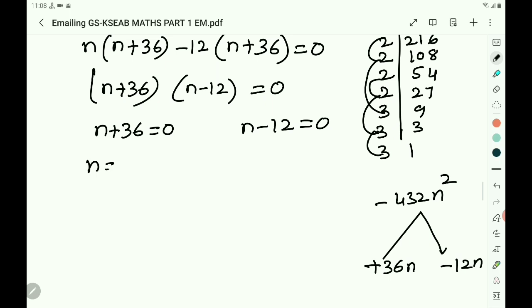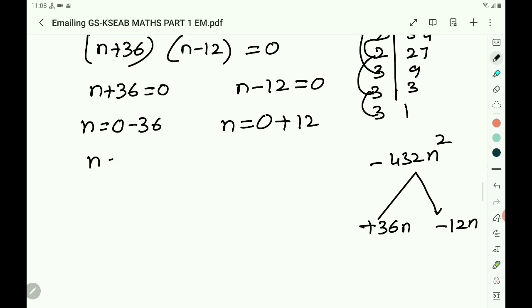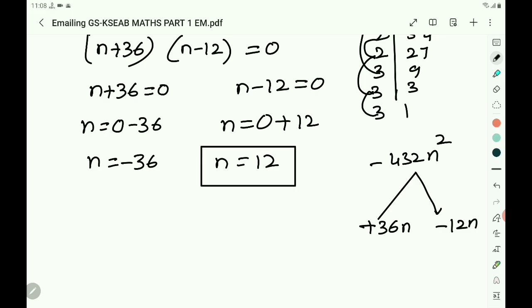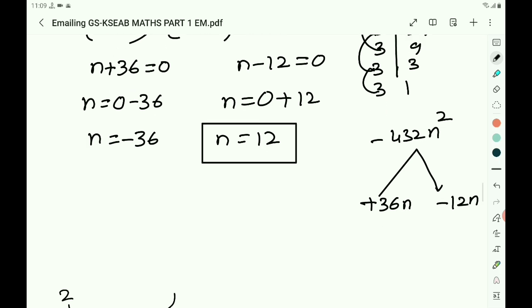Then you write n equals 0 minus 36. Transfer this 36 to the RHS. Then n equals 0 minus 12 becomes plus 12. That equals n equals minus 36, n equals 12. You got the value n equals 12. That is, he completes that book in 12 days. He takes 12 days to read the book completely.